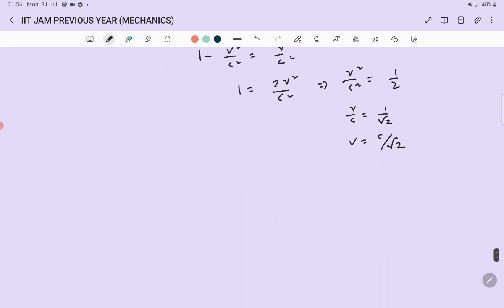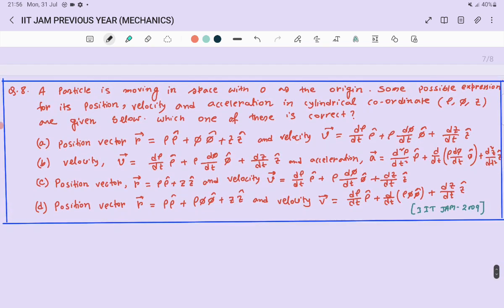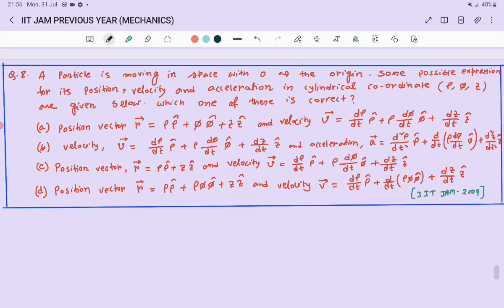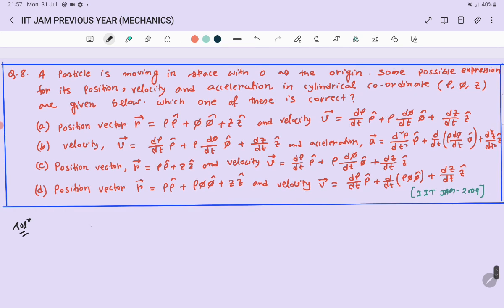Now let us move to the next question. A particle is moving in space with O as the origin. Some possible expressions for its position, velocity and acceleration in cylindrical coordinate system. You should remember this result for cylindrical coordinate and plane polar coordinate at least, but if you want, you can also remember the result of spherical polar coordinate. According to the JAM syllabus, the expressions of position, velocity and acceleration you should remember at least for plane polar coordinates, because the derivation is large, you don't need to do it all the time. So plane polar coordinate and cylindrical coordinate, at least you have to remember these two.